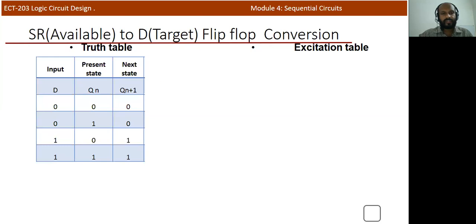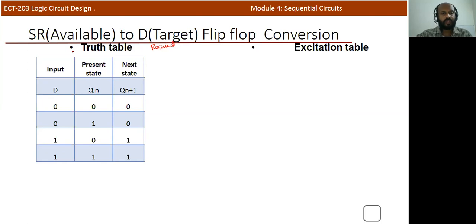Now we will discuss the first case. We need to design a D flip-flop from SR. First we need to identify the required or the target flip-flop and the available one. The required one is the D flip-flop; from the question, it is clear our target flip-flop is a D flip-flop.